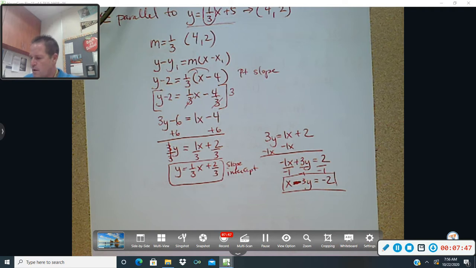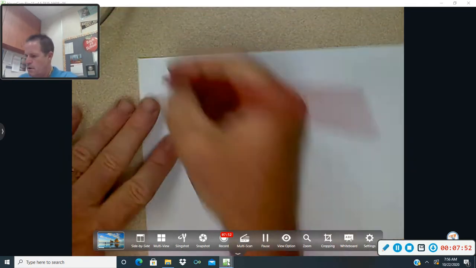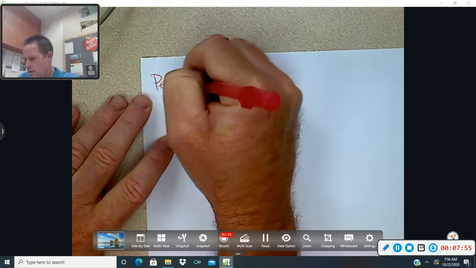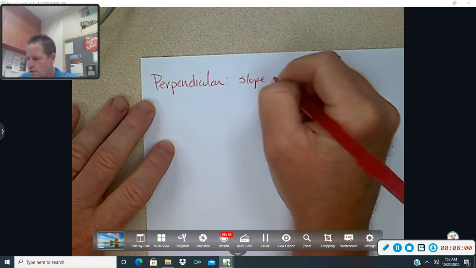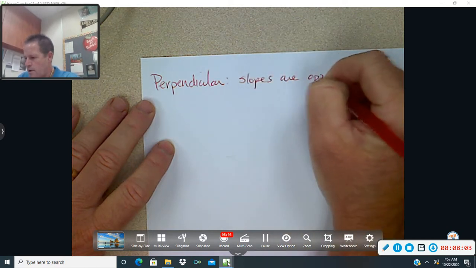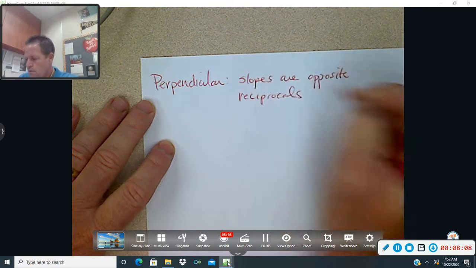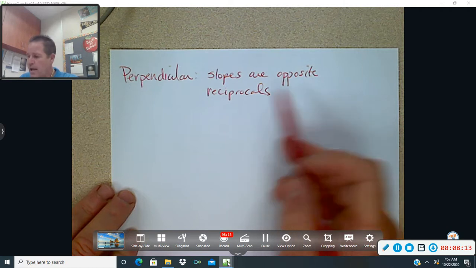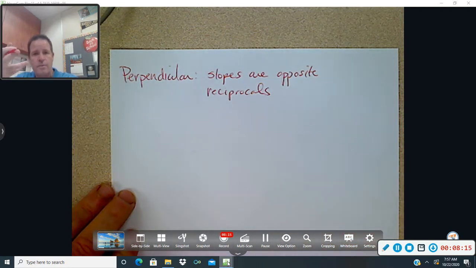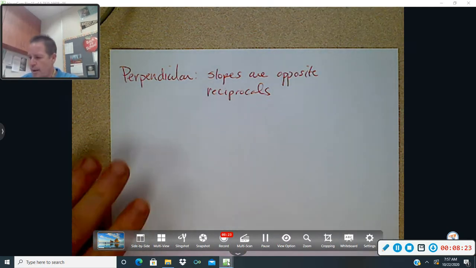Okay? Now, let's take a look at what it means to be perpendicular. Okay, so perpendicular, the slopes are opposite reciprocals. Okay, what I mean by opposite is one's positive, one's negative. And reciprocal, you heard of that before when you divided fractions, you multiply by the reciprocal. You flip the fraction over. So slopes are opposite reciprocals.